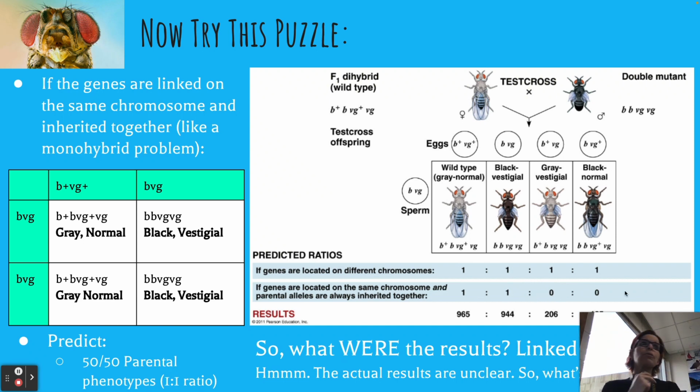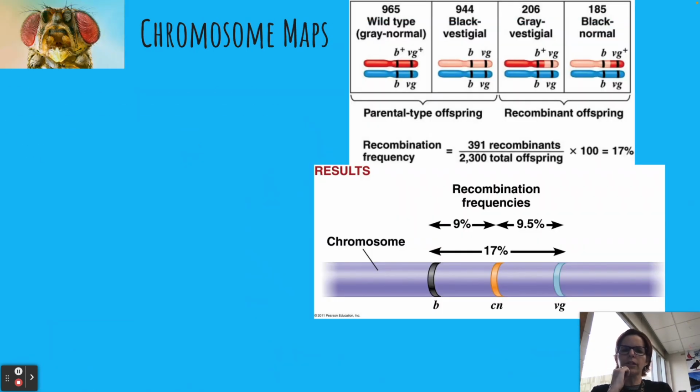So who remembers what actually happened in this circumstance? Why are there so many of the gray normal and black vestigial, but then there's a few of the others? What actually happened? Crossing over. Okay, they are on the same chromosome, they are linked, but they occasionally get separated from each other if they're separated during a crossing over event.